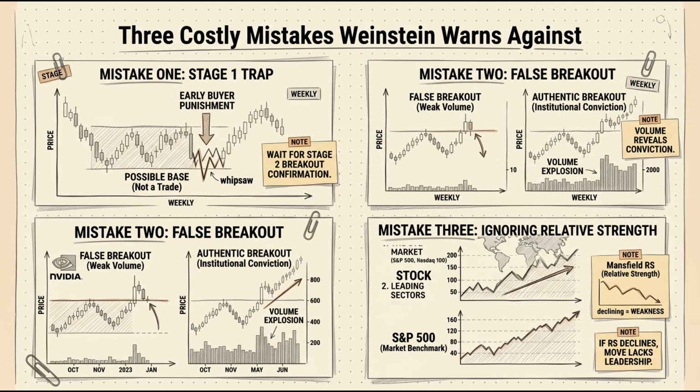Mistake 2. Entering a breakout without volume confirmation. A price breakout on weak volume is often a false move that snaps back into the range. Volume reveals institutional conviction. Mistake 3. Ignoring relative strength. A stock can rise in absolute terms while underperforming the S&P 500. If Mansfield RS is declining during a breakout, the move lacks leadership and is more likely to fail.